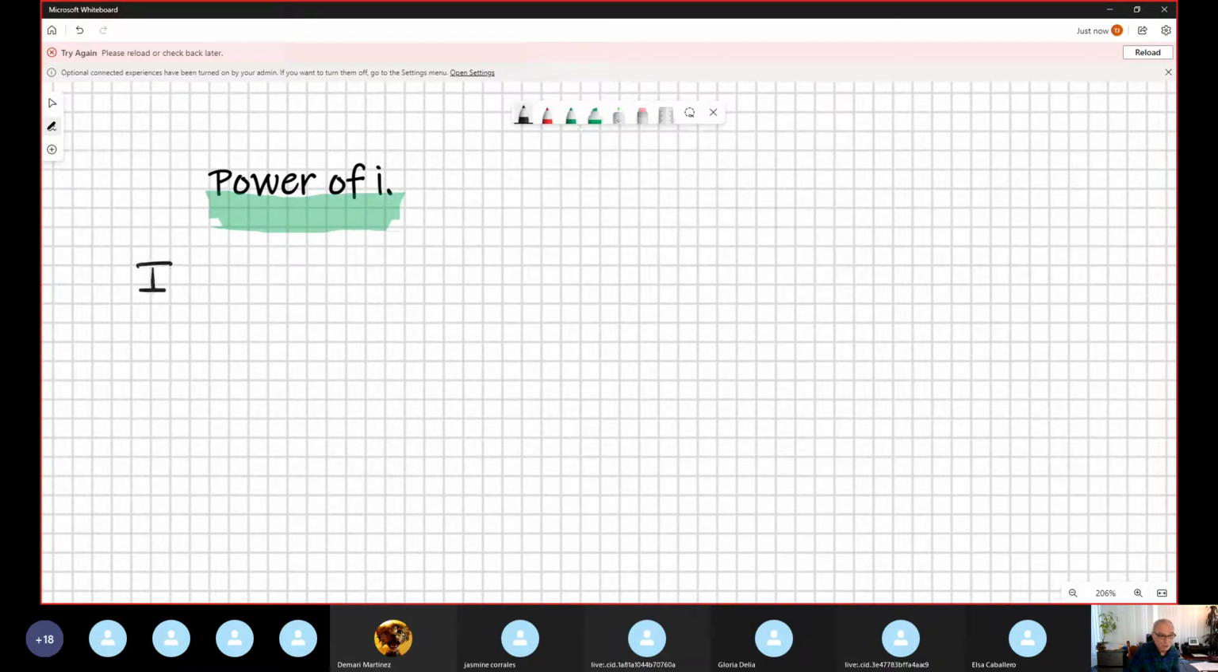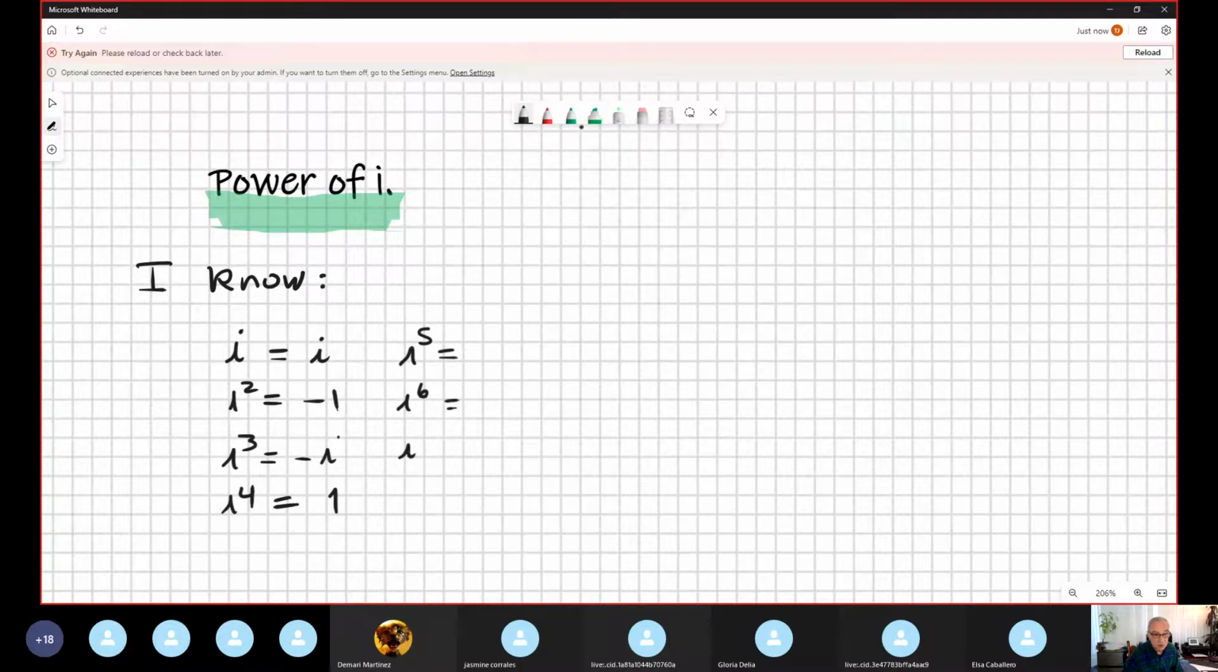I know very well that i to the 1 is i, i squared is -1, i cubed is negative i, i to the 4th power is positive 1. The challenge now is to determine any power. i to the 5th, the 6th, the 7th, the 8th, the 9th, the 10th, 11th, and 12th, and any. I discovered the formula. I discovered the algorithm to find any power of i.